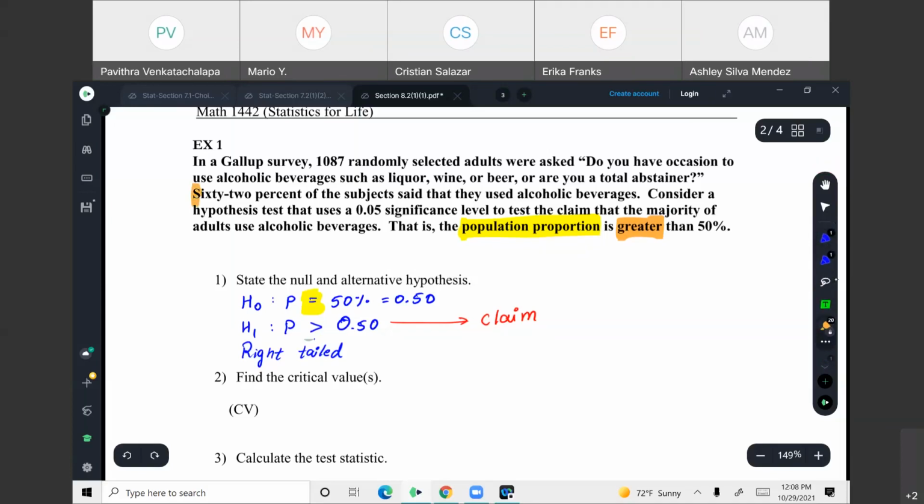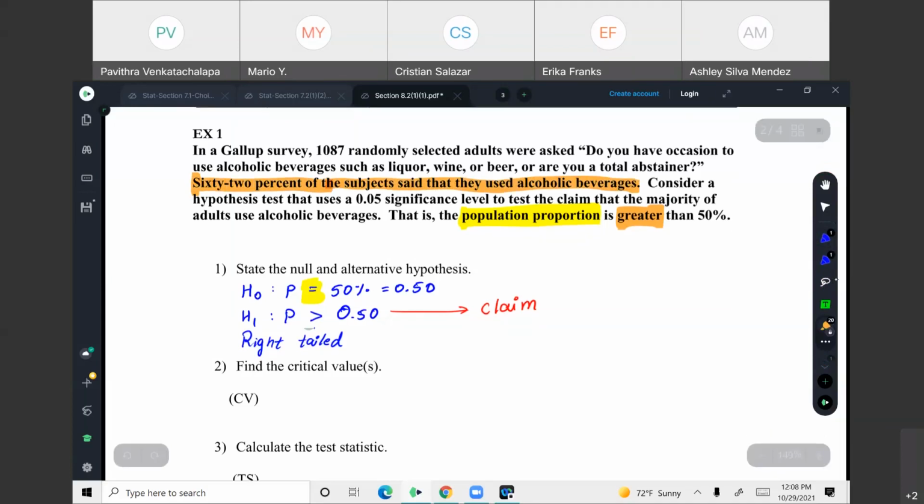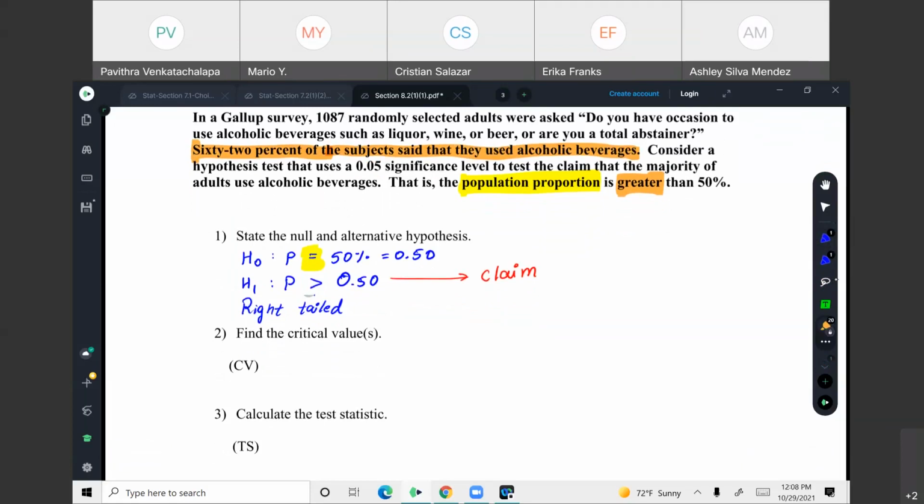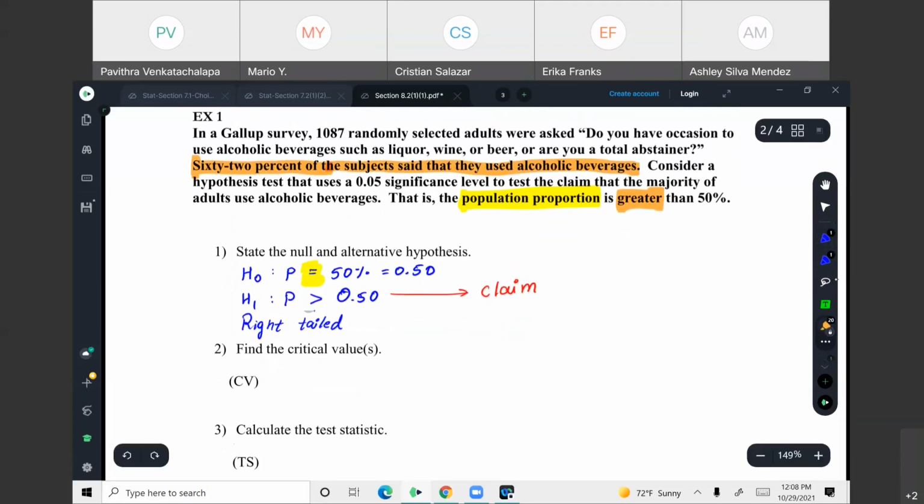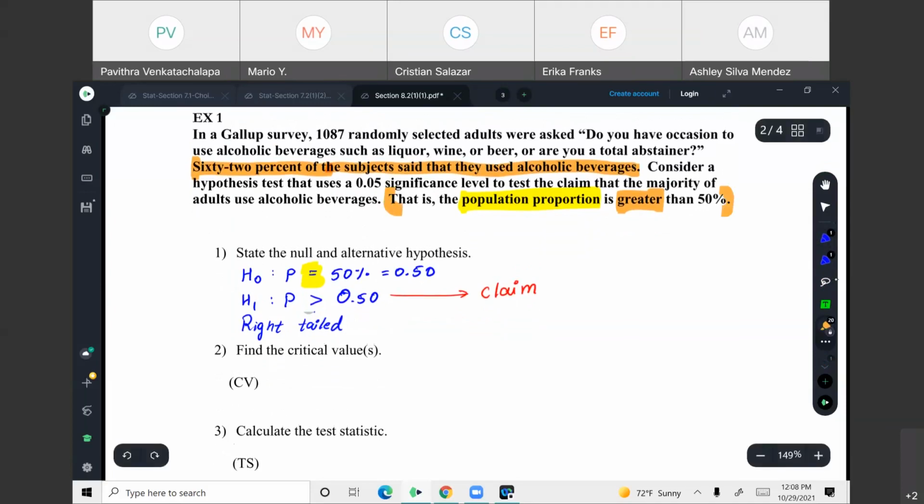Okay. So here it says 62% of the subjects said they used alcoholic beverages. So that's the given information. Now, if you can concentrate more, in the next line they are saying that it is greater than 50%. So this will be the claim. This is what we need to find out. This is the given information. This is the claim. They are saying it is not 62%, it is greater than 50%. So that is what we need to prove here.